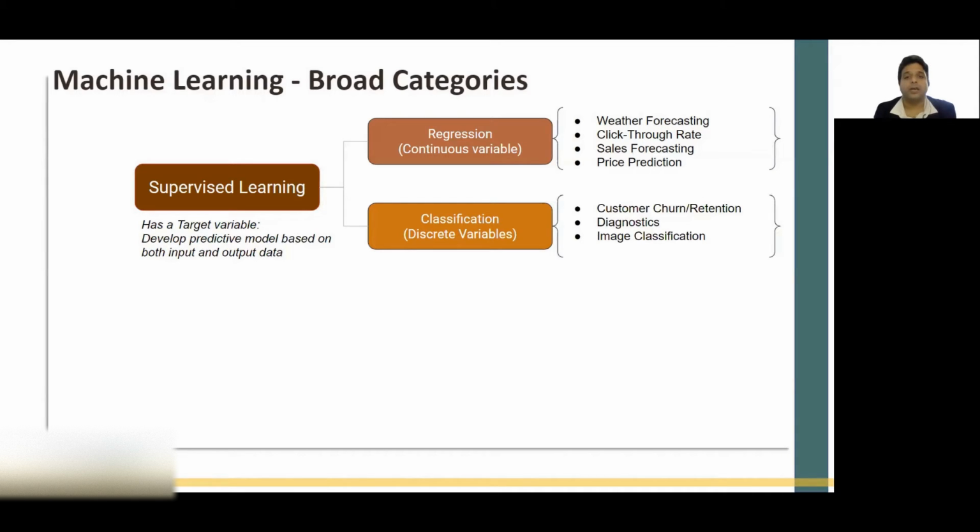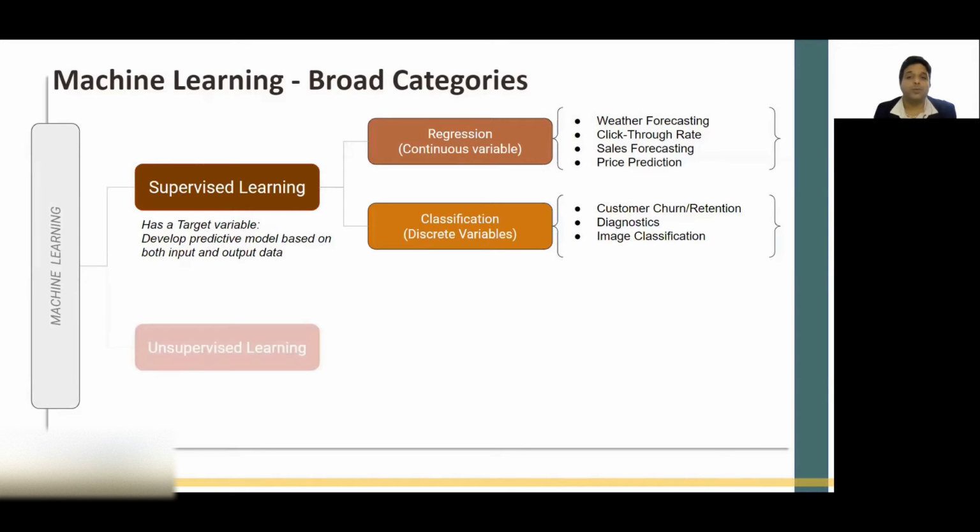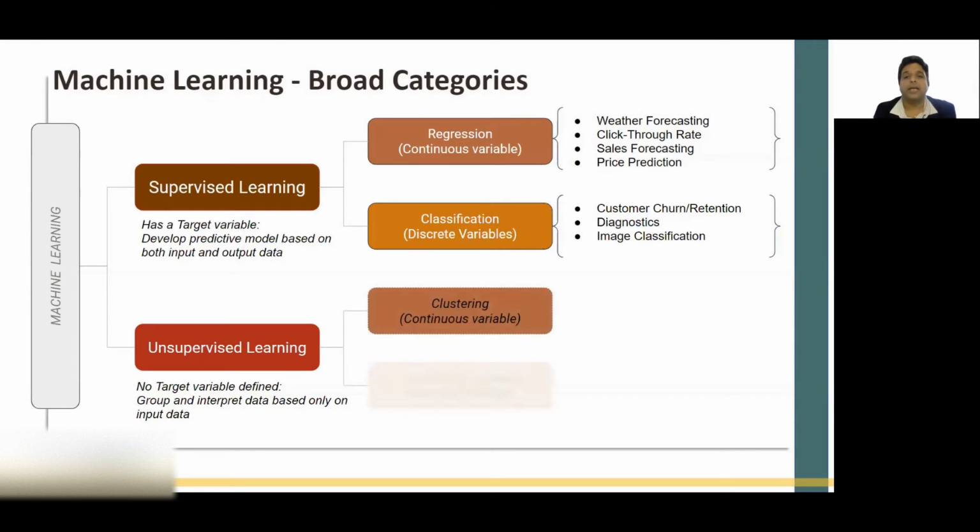Recall that earlier we discussed a machine learning is a program which can create a model for you based on input and observations. Now let's look at another leg of the machine learning, which is unsupervised learning. Unlike supervised learning, unsupervised learning does not have a target to predict. It just works on interpreting the data based on input data only. Again, it has two classifications, subclasses, clustering and association analysis.